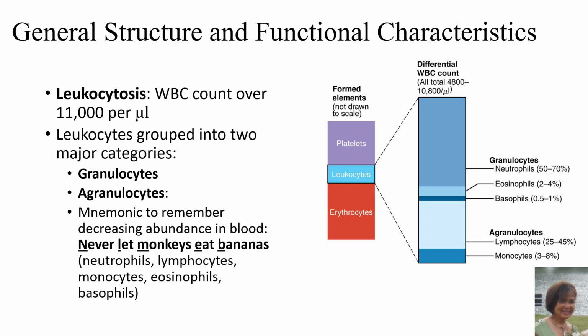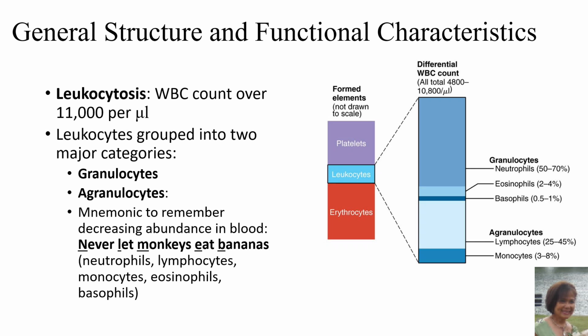Never let monkeys eat bananas. Never is for the N in neutrophil. L is for the L in lymphocytes. M is for the M of monocyte. E is for the E in eosinophil. And B is for the B of basophil. This mnemonic accounts for the arrangement of the white blood cells according to abundance, from the most abundant to the least abundant. The most abundant is the neutrophil.